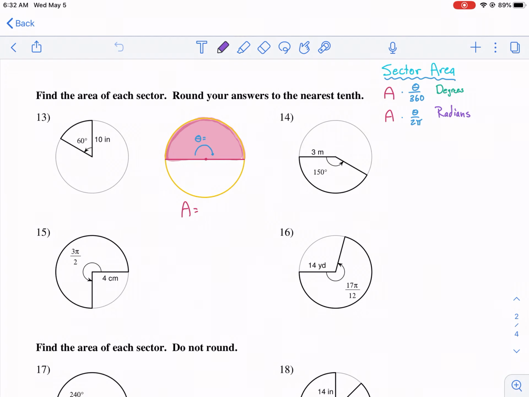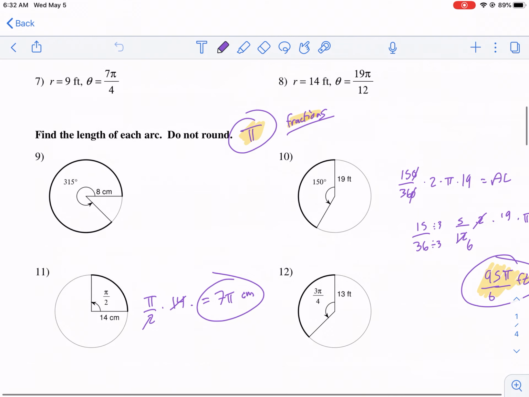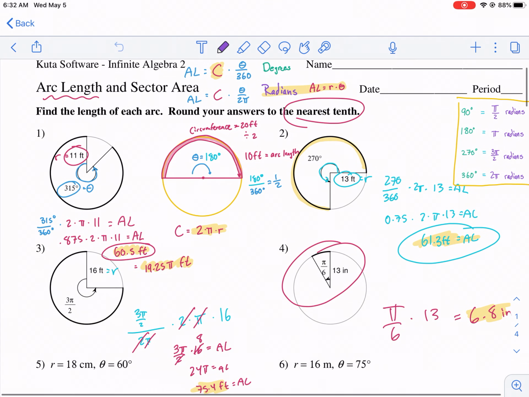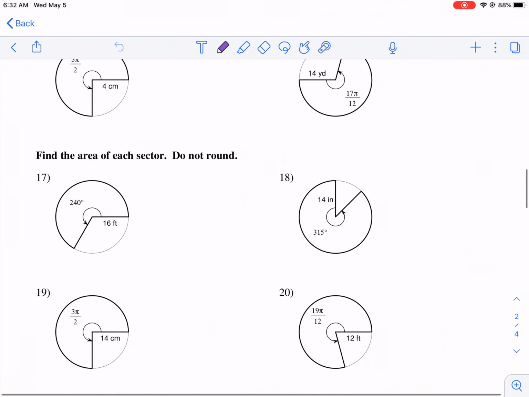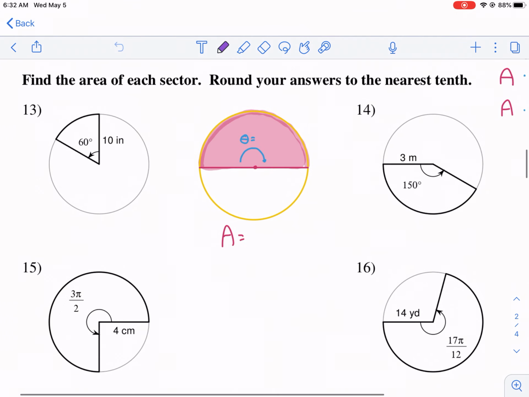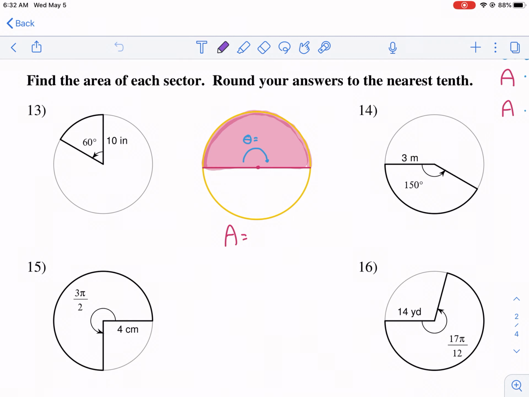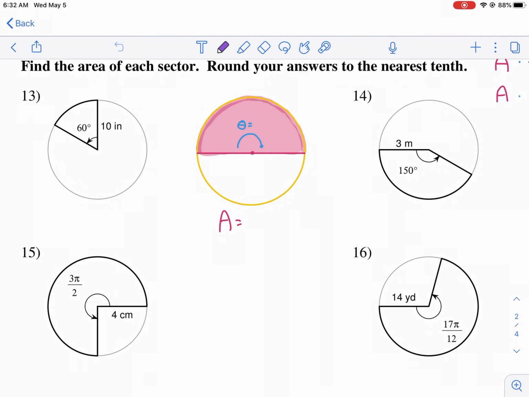Welcome, ladies and gentlemen, to part 2 of this Kuta worksheet tutorial. This time we're taking on sector area. In part 1, we talked about arc length. So let's go ahead and get started with number 13. But before we do, I like to give an example on how to determine sector area.